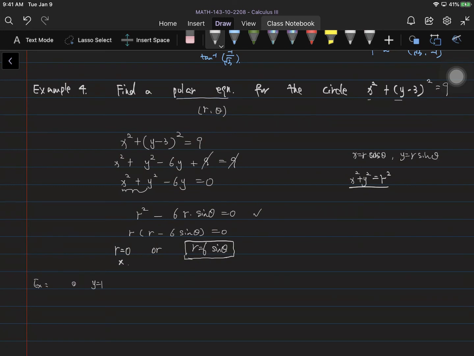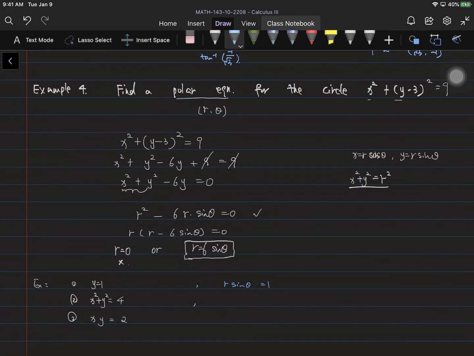y equals 1. Circle centered at origin. Okay, let's take a look at those problems. The first one, r sine theta equals 1. You can just leave the answer like this. It's a new equation in terms of r and theta, right? If we don't simplify, it just looks like that.